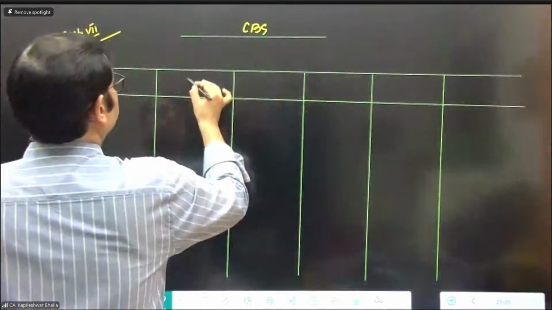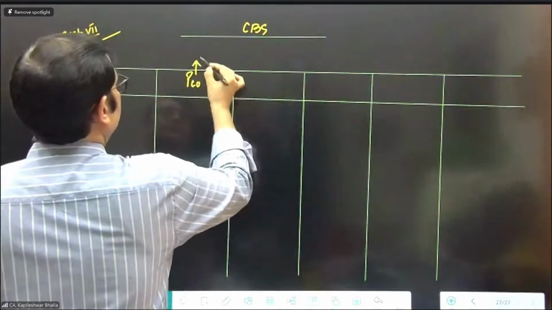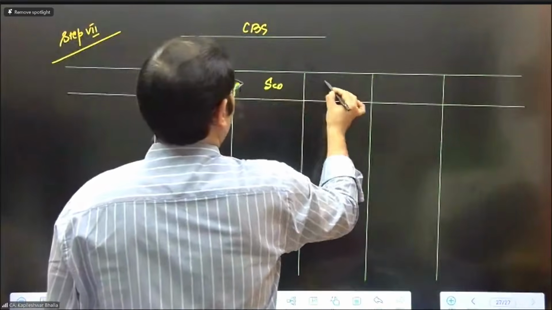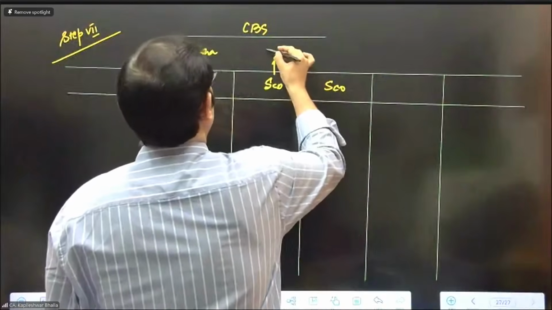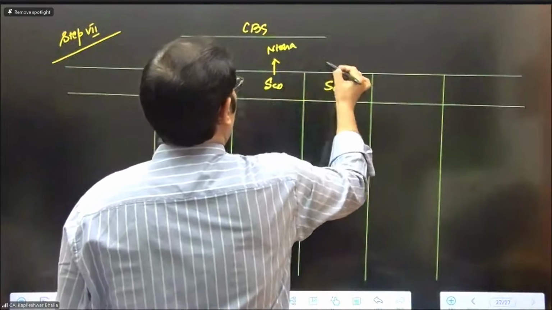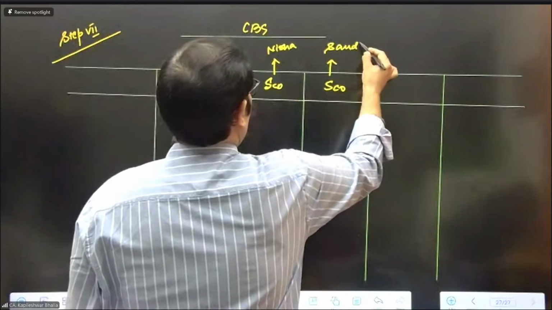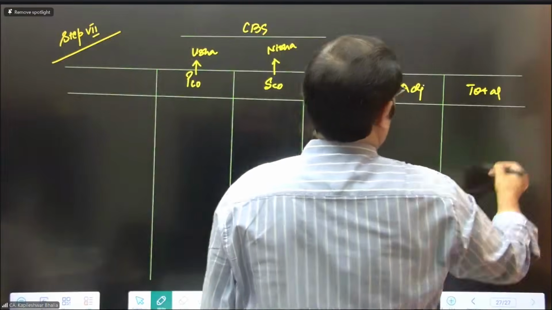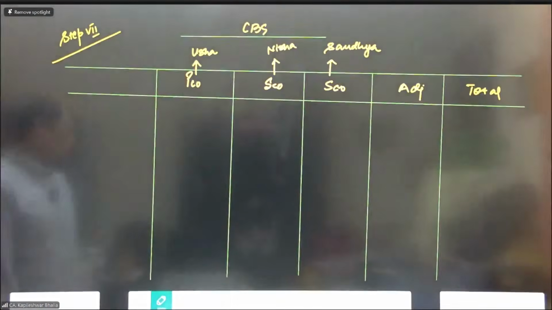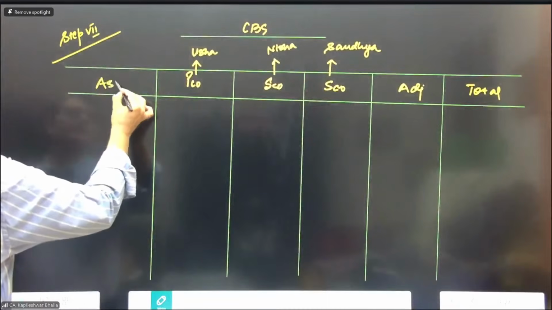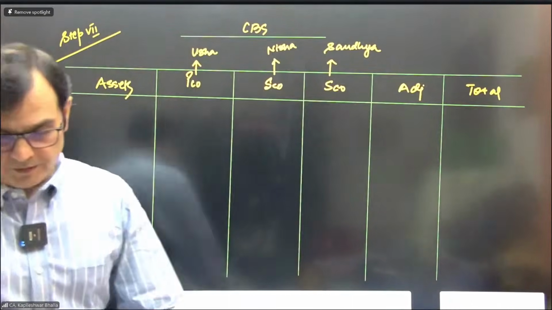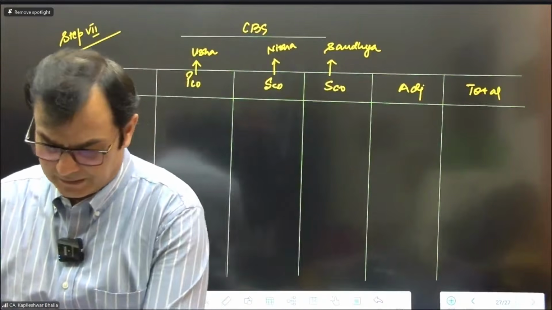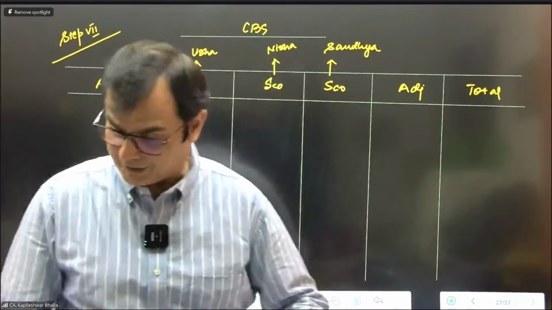So this is parent company, this is Usha, and these are the subsidiary companies. This is Nisha and Sandhya. And then we have got the adjustments column, and then we've got the total column. Okay, so let's begin with the asset side of the balance sheet in this case. So there are no adjustments per se, except the stock reserve, which is to be taken. Other than that, I guess there is nothing else.